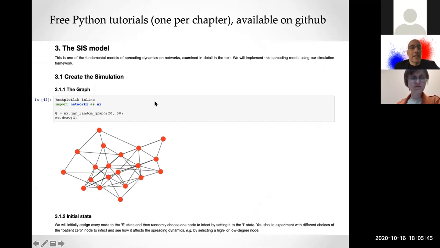This is, for instance, the one for chapter 7, which is the last chapter of the book, about dynamics on networks. And this is a part about the SIS model, since we're talking about epidemic spreading a lot this year. So you can also see how we can implement it.